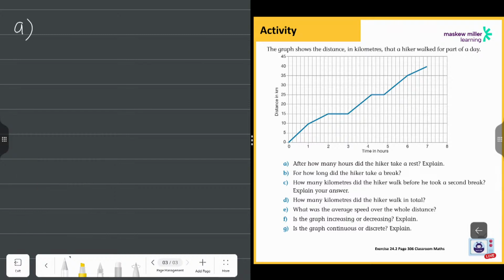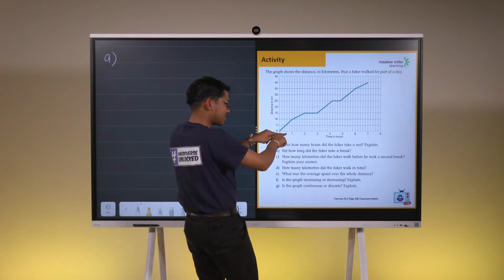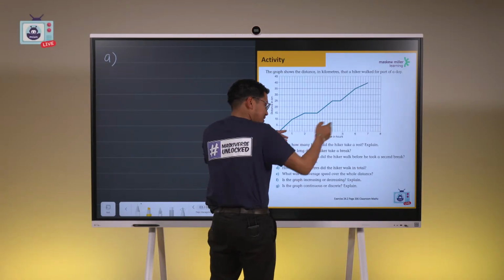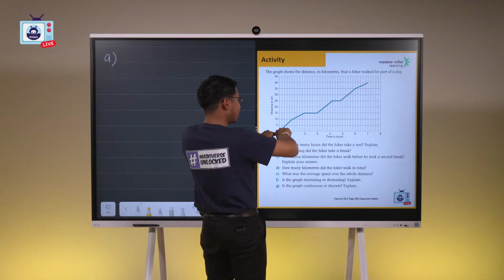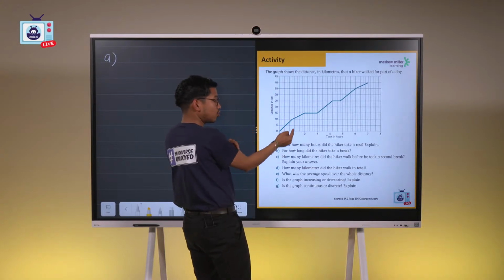So now it's saying, after how many hours did the hiker take a rest? Then we need to explain. Obviously, this is the distance that is being traveled, and this is the hours. This is the amount of hours that he has walked over here. So we can see that here he's walking for 5 kilometers. And then once he hits 10 kilometers here, how long is he walking for? He's walking for 1 hour.